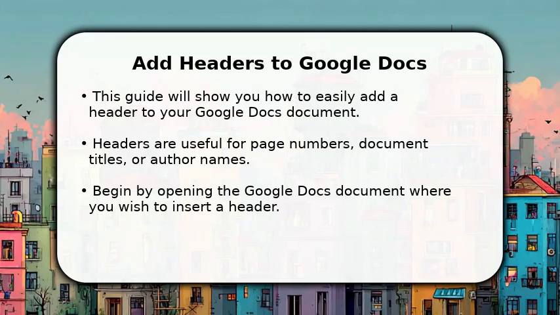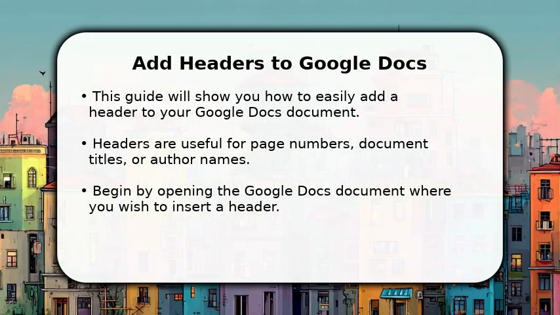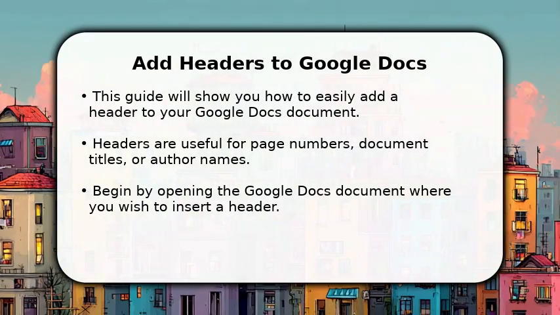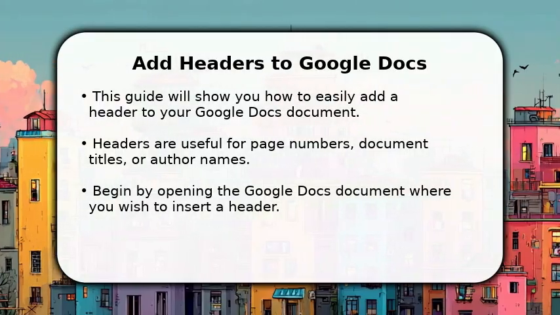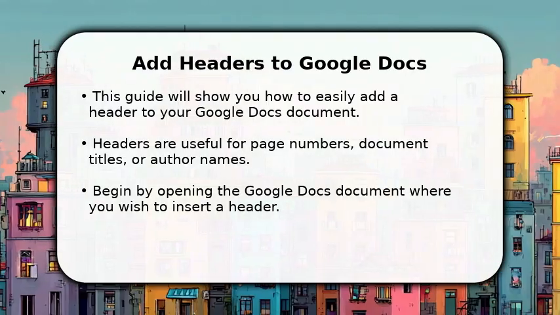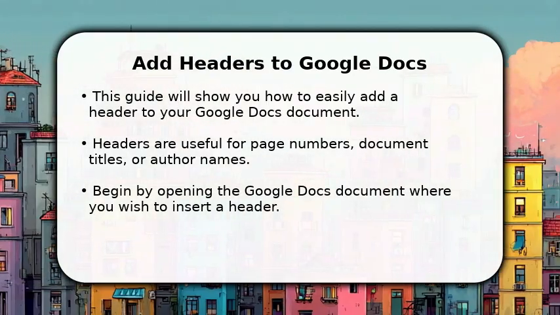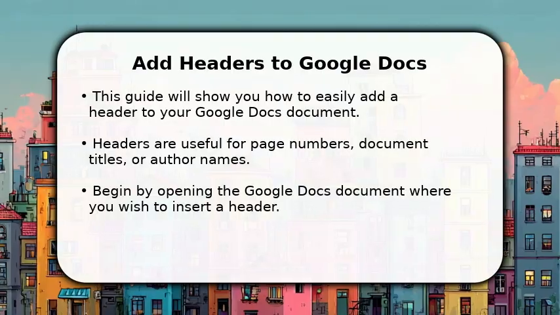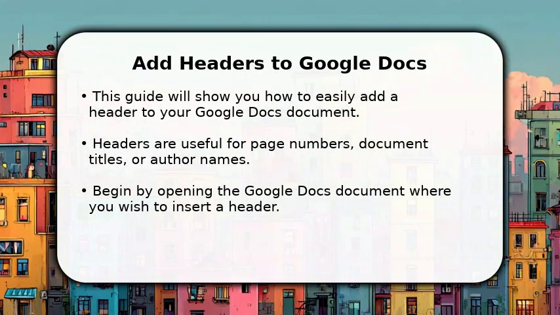In this video, I will explain how to add a header to Google Docs. First, open the document you are working on, ensuring it is ready for editing. Navigate your cursor to the very top margin of the page, where the header typically resides. You will notice the cursor changes slightly, indicating an editable area.